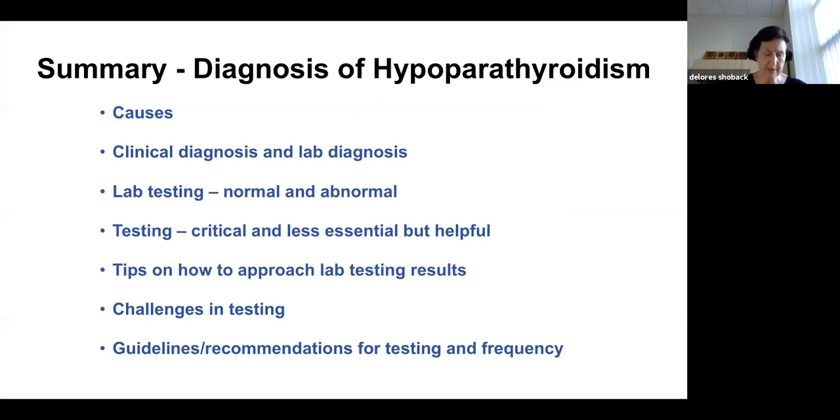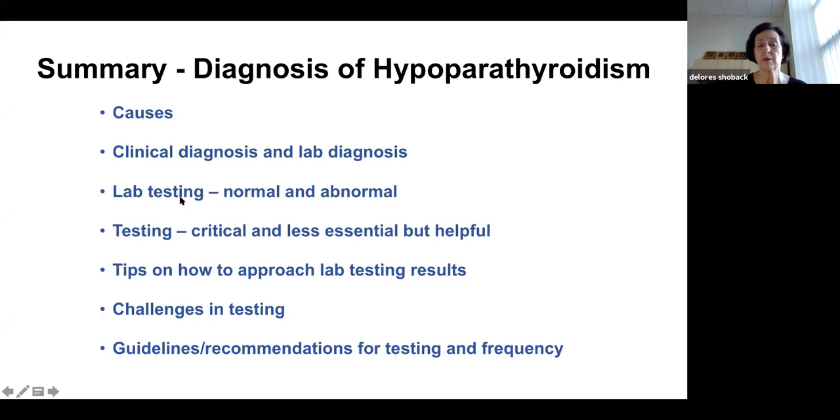So just to summarize, making the diagnosis of hypopara, the talk, we went over some of the most common causes in addition to post-surgical. We talked about what constitutes a clinical diagnosis, the signs, the symptoms, the complaints, the issues, and so forth. And then we talked about what tests we use to make the laboratory diagnosis and what tests I recommend that you keep an eye on as you're being treated for this.